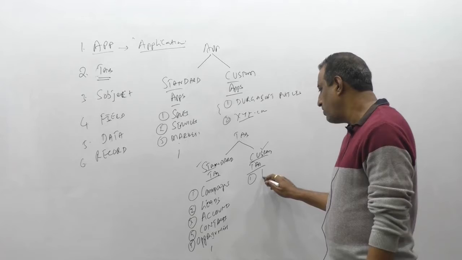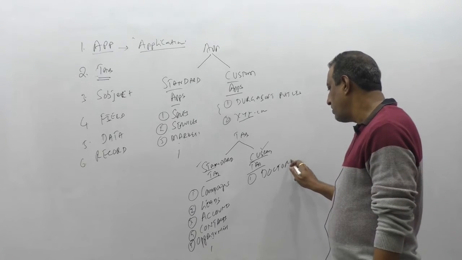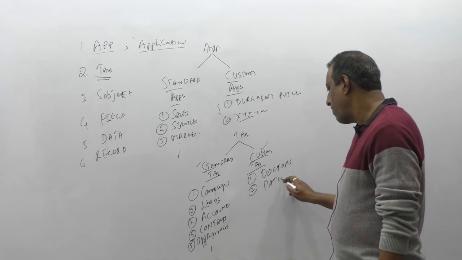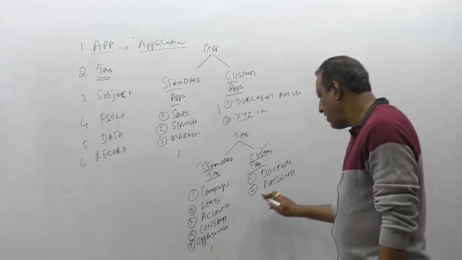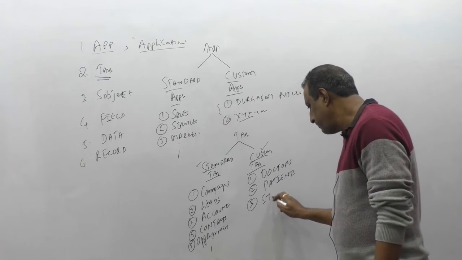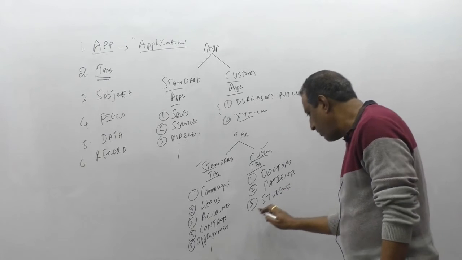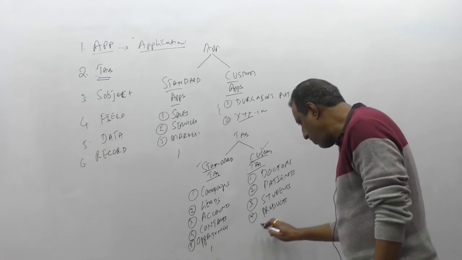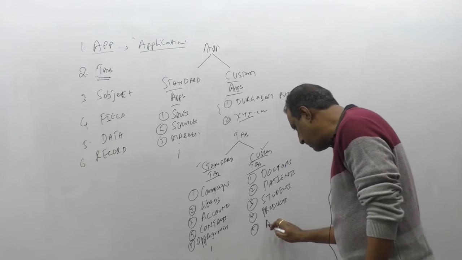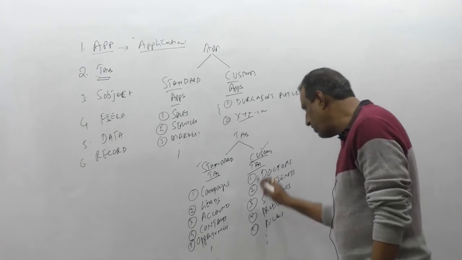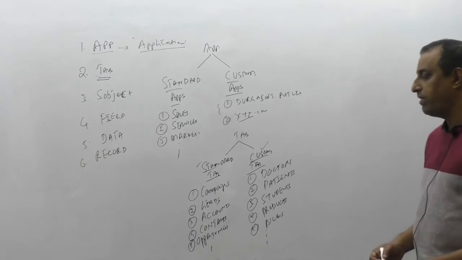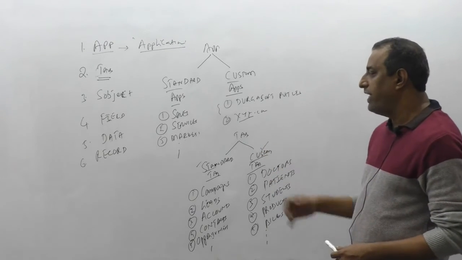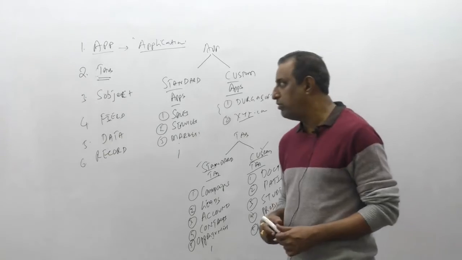Suppose, take the example, doctors, patients, students, products, bills. These are all the examples of what here? Custom tab. You can give any name as per the business requirement. Like that, in Salesforce, tabs are divided into two types.